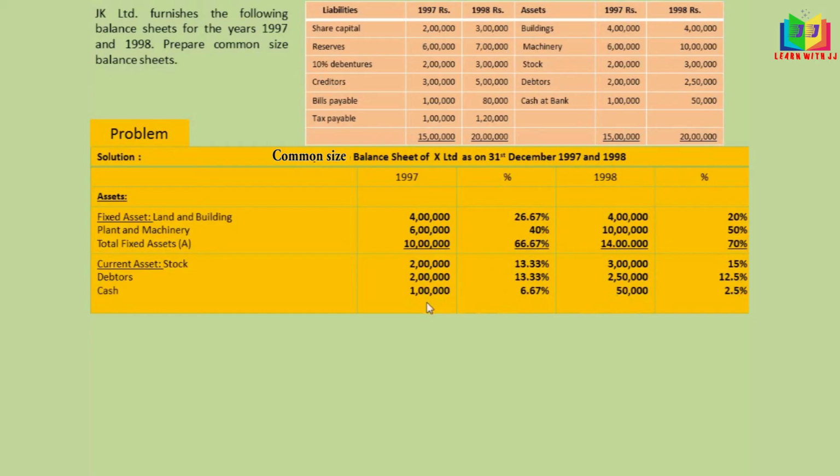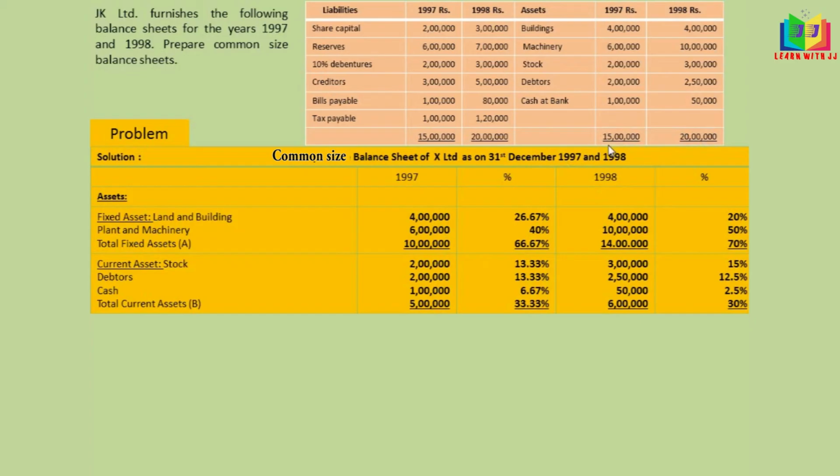Okay, now we have to total these current assets. Yes, it's 5 lakh. So 5 lakh divided by 15 lakh will get 33.33% and 6 lakh divided by 20 lakh will get 30%. Okay, we have to divide the respective items with the respective total. For the year 1998, we have to use this 20 lakh. That is the total of 1998. And for dividing these items in 1997, we have to take this 15 lakh.